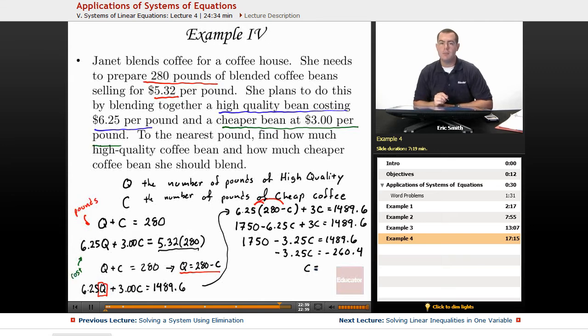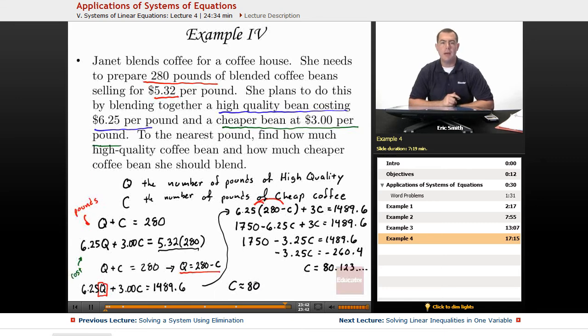Alright, almost there. One last step. Let's go ahead and divide both sides by negative 3.25. Alright, so I'm getting 80, and then something after the decimal, 80.1230769. It really just keeps going on and on. So I can see that I'm going to have just a little bit more than 80 pounds. But we want to round this to the nearest whole pound. So what I'll say is that C is about equal to 80 pounds.